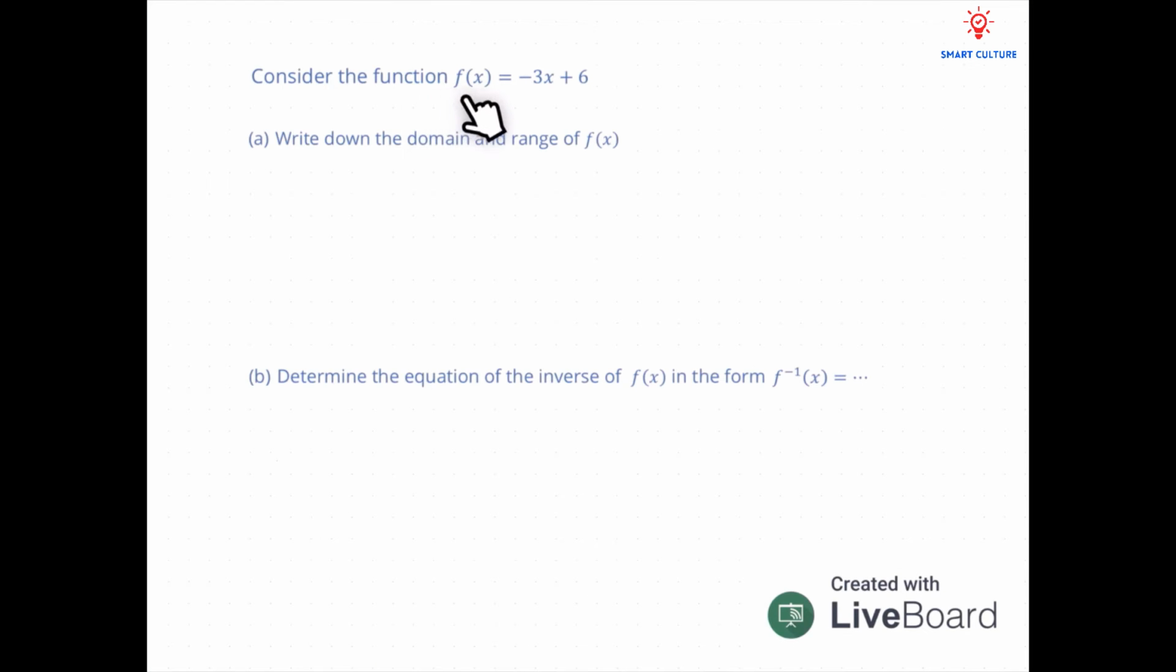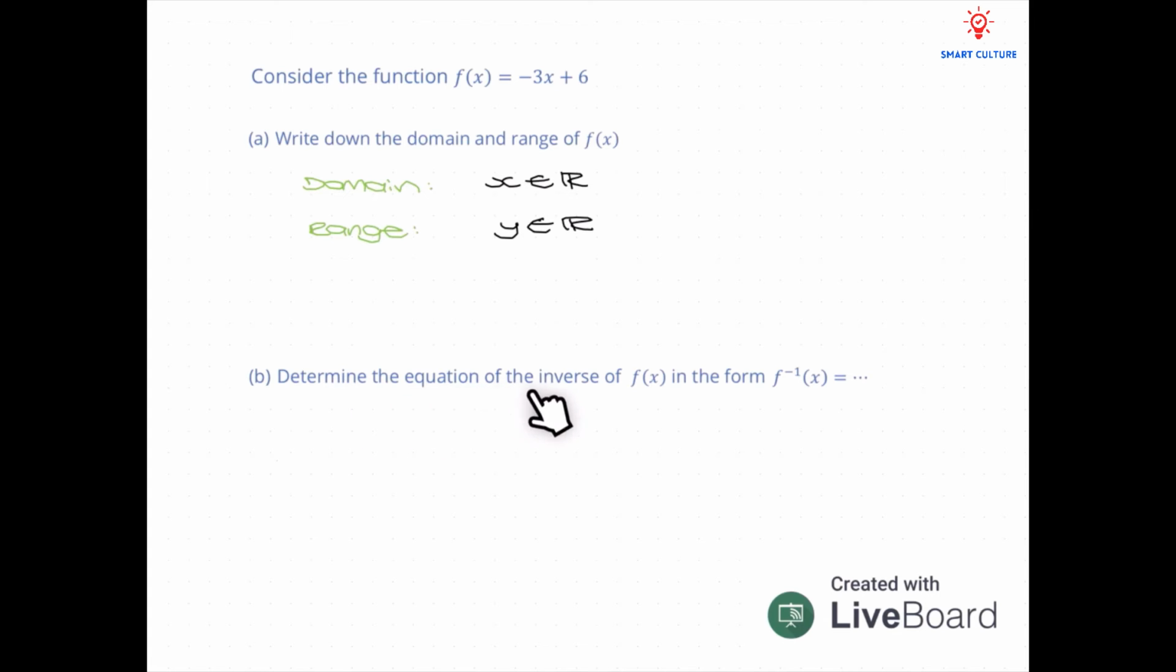Question: consider the function f of x is equal to minus 3x plus 6. They want us to write down the domain and range. Domain, also known as allowable values of x. So here we look for square roots, we look for denominators that could result in undefined numbers, and we just have a simple straight line graph. So x simply needs to be an element of the real numbers. There's nothing that x cannot be. Similarly, for the range, y just needs to be an element of the real numbers. There isn't a particular value that y cannot be.